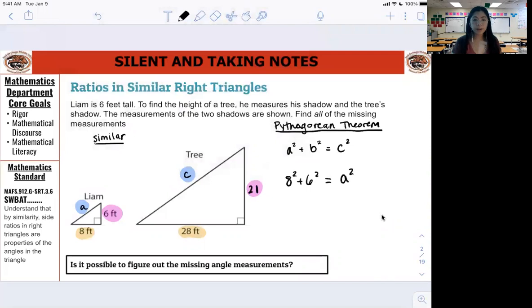Okay, so go ahead, figure out what is the value of A. Once you get the value of A, then figure out what is the value of C. I'll give you guys about 3 minutes to do that.